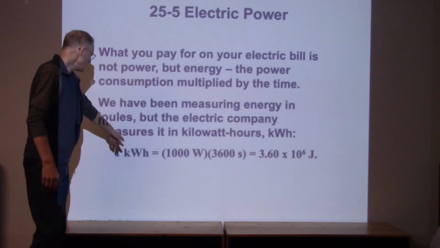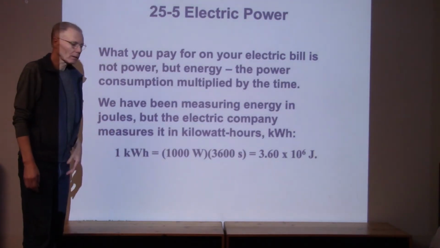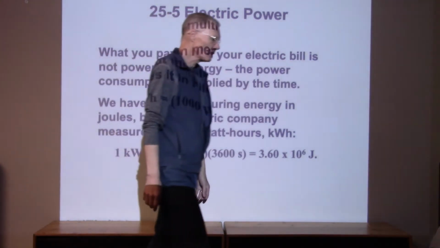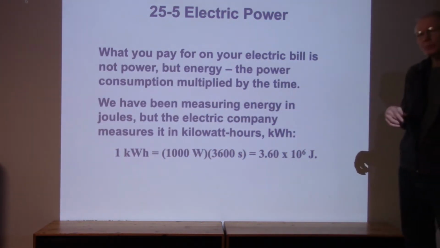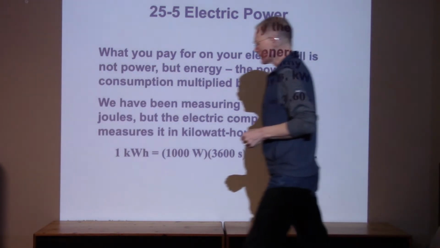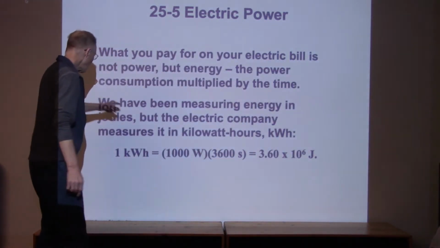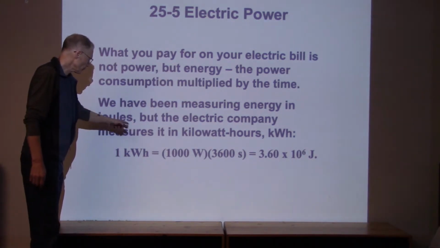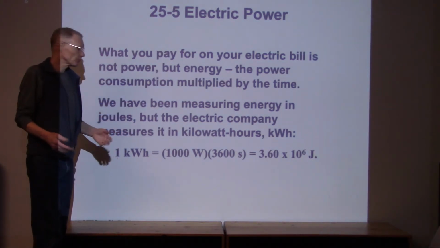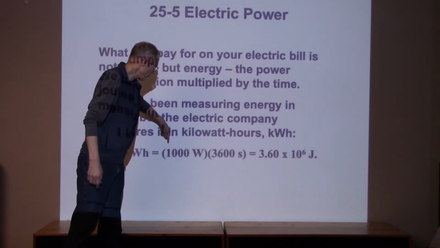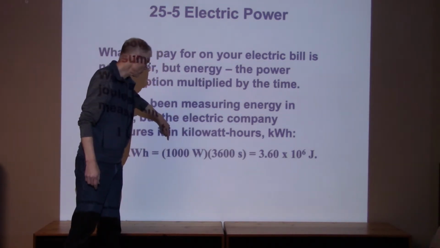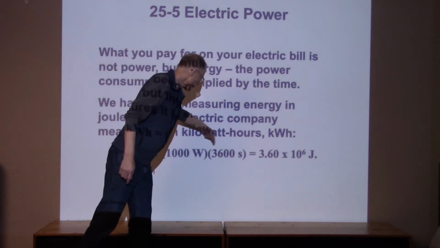Now, in electrical speak, on electric bills from PG&E, instead of working with joules as an amount of energy, they use kilowatt hours. Now, what is a kilowatt hour? 1 kilowatt hour is an amount of energy. It's equal to using something at 1,000 watts, 1,000 joules per second, for an entire hour.